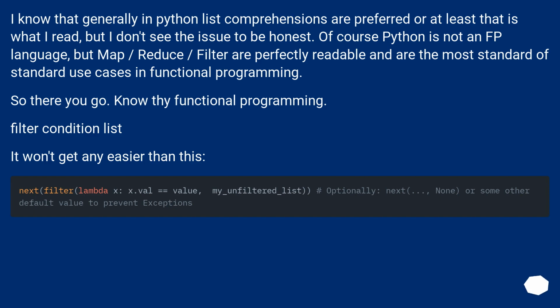I know that generally in Python list comprehensions are preferred, or at least that is what I read, but I don't see the issue, to be honest. Of course Python is not an FP language, but map, reduce, filter are perfectly readable and are the most standard of standard use cases in functional programming. So there you go. Know thy functional programming. Filter condition list. It won't get any easier than this.